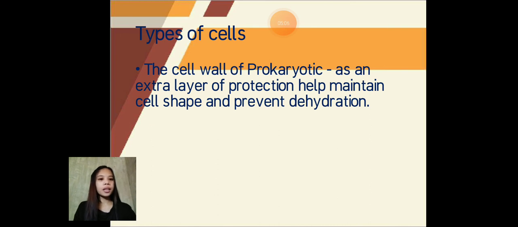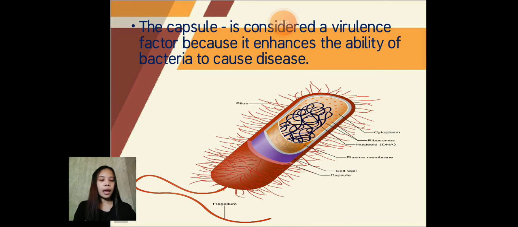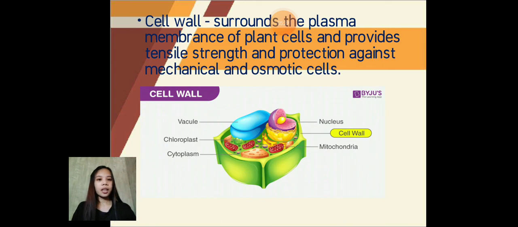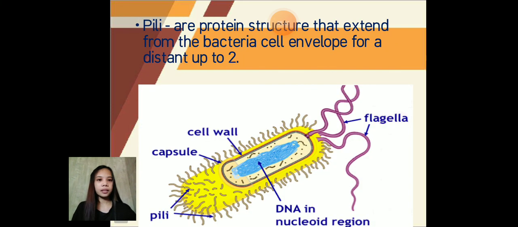Next is the cell wall of prokaryotes. Prokaryotes have an extra layer of protein protection that helps maintain cell shape and prevents dehydration. And also we have the parts of prokaryotes. Number one is the capsule. The capsule is considered a virulence factor because it enhances the ability of bacteria to cause disease. Next is the cell wall. The cell wall surrounds the plasma membrane of plant cells and provides tensile strength and protection against mechanical and osmotic stress. Next is pili.